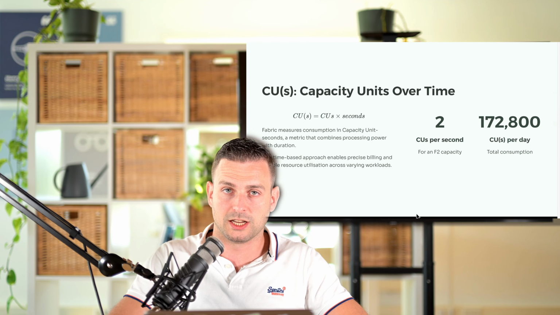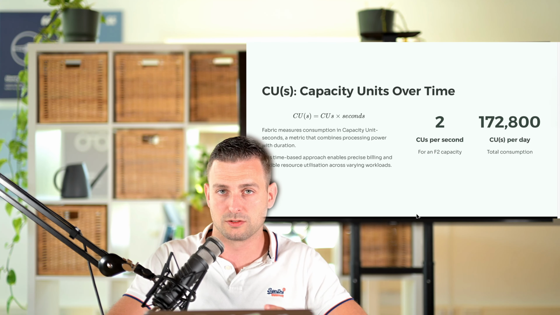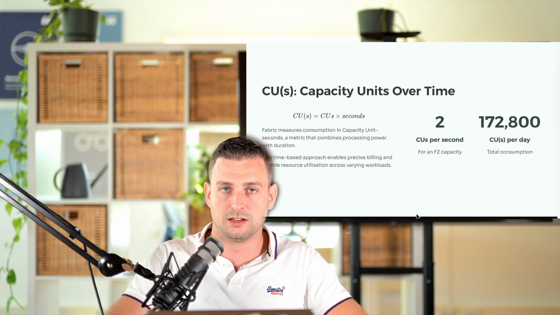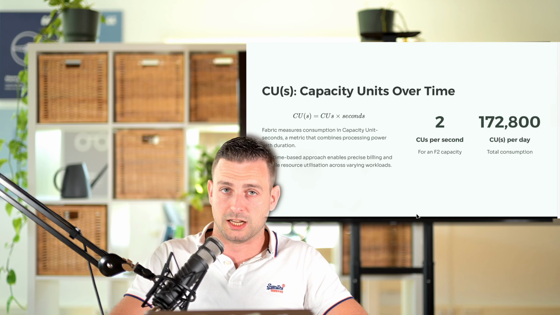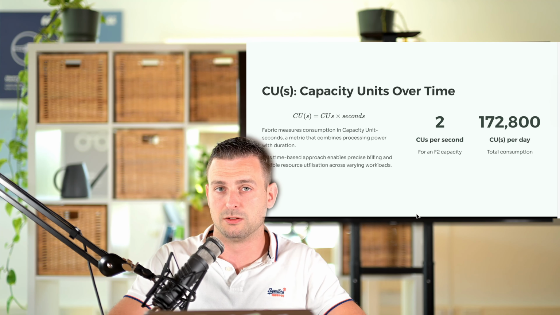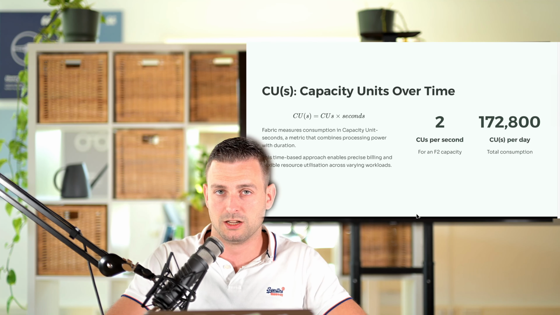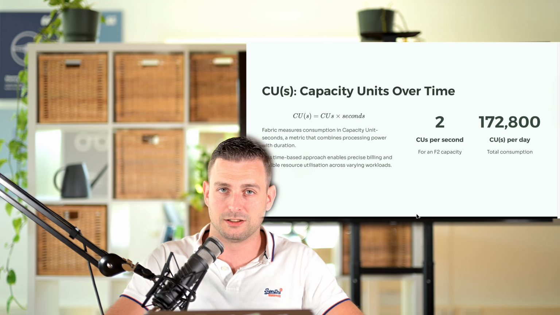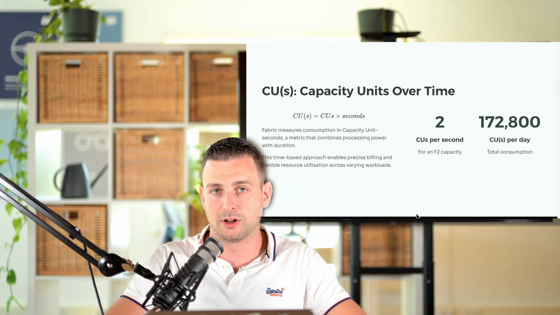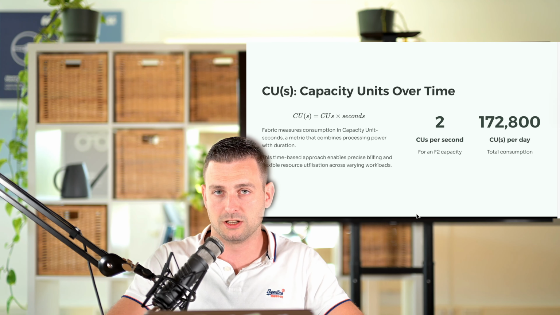So if we draw the analogy to the phone plan again, you have 100 minutes per month that you can call, or 200 minutes or 400 minutes per month. The capacity unit seconds would be the analogy to that, right? So you have a set number of capacity unit seconds in a day that you can use, and that's simply the number of seconds in a day, 86,400, multiplied by the number of capacity units that your SKU comes with.